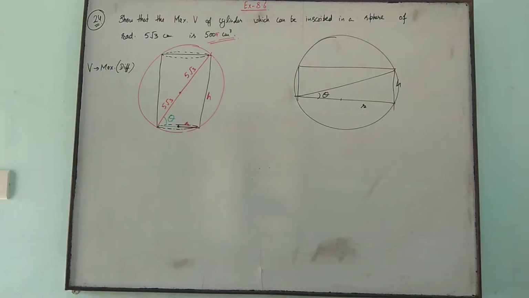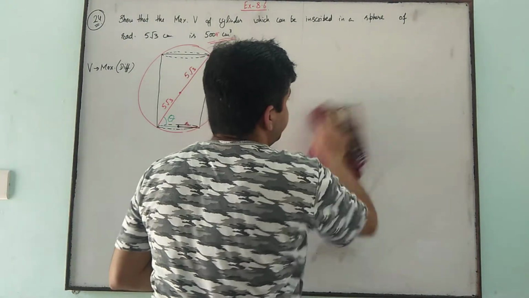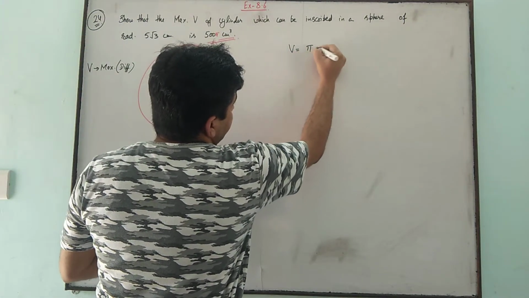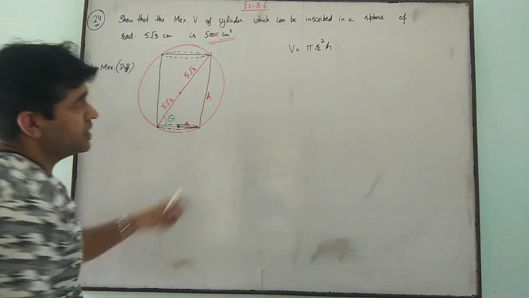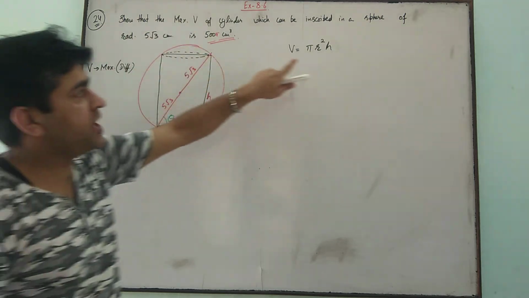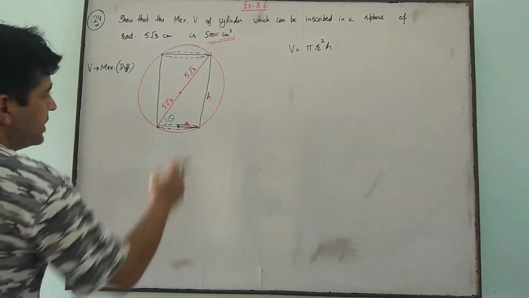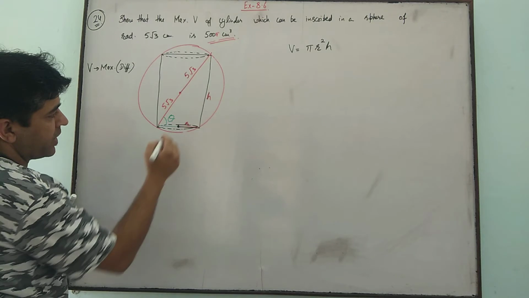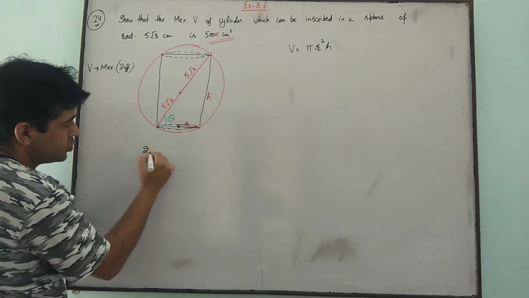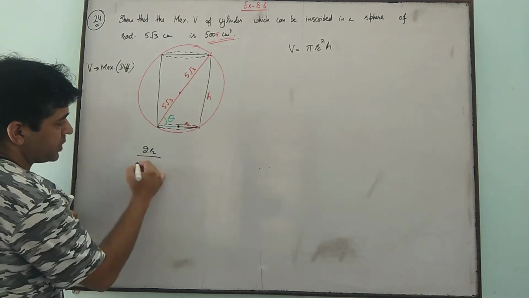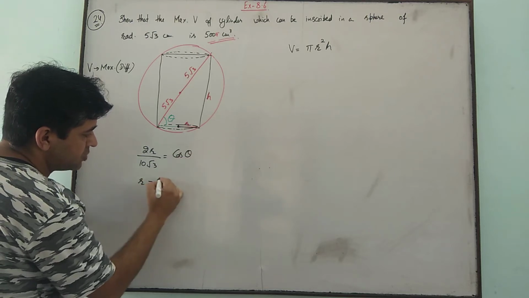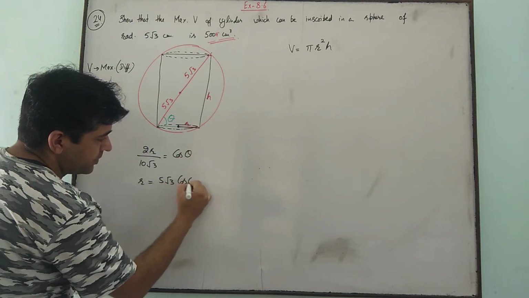See, its volume is pi r square h, volume of cylinder. Now volume depends on two variables, and as we need to differentiate volume, we have to convert it into a single variable. That is, by using this triangle you can say if this is r, this base will be 2r. So base upon hypotenuse will be equal to cos theta. So we got r is equal to 5 root 3 cos theta.